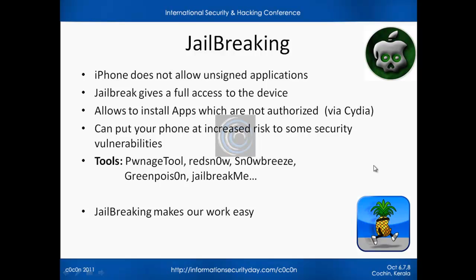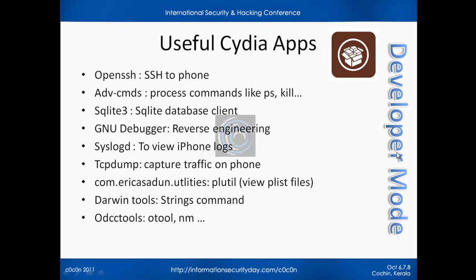Jailbreak puts your phone at great risk of security vulnerabilities because the device allows you to run unsigned applications. But jailbreaking makes penetration testing work easy. These are some of the famous jailbreak softwares: Pangu, RedSn0w, Sn0wbreeze, and GreenPois0n. Once you install Cydia, these are some of the applications you will require for pen testing. I have already installed these packages on my device. I will refer to some of these tools in my slides.